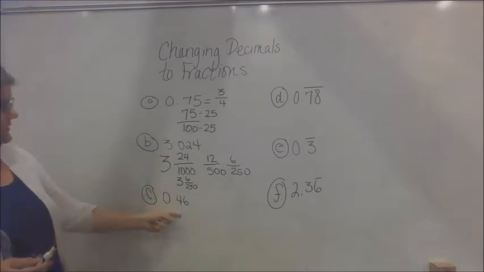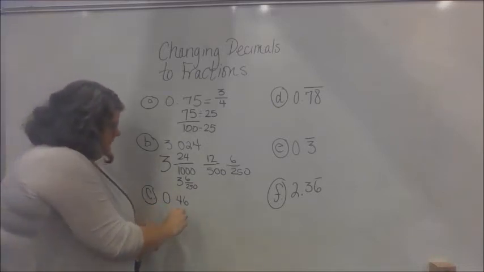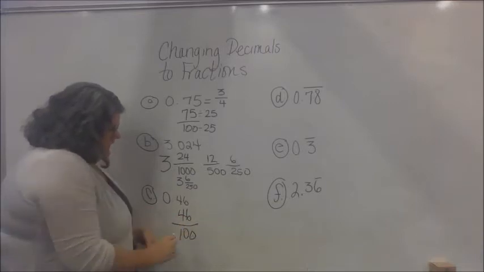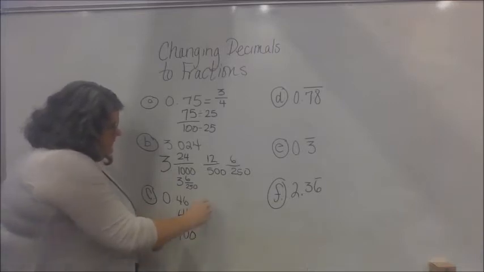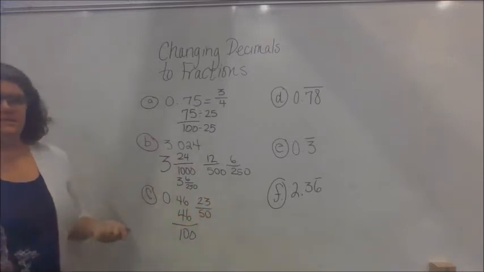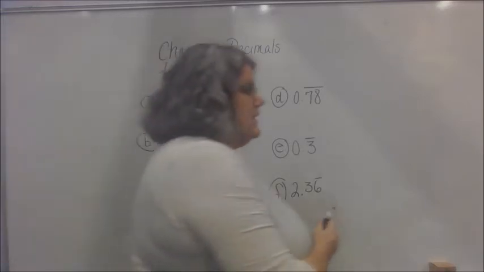Here, I read this as 46 hundredths. So I put 46 over 100. And again, I know I can simplify both of those by 2, so I get 23 over 50. And that one is in simplest form.